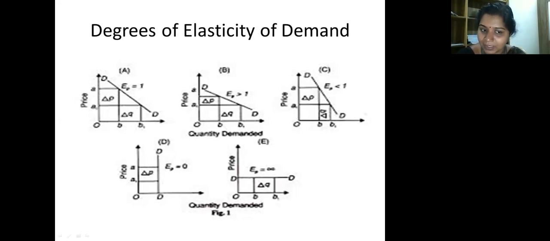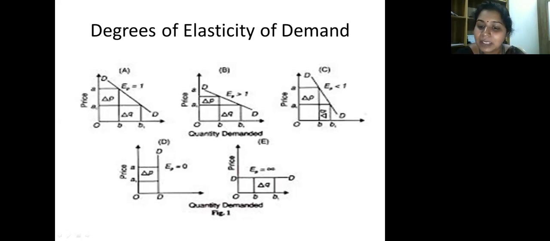Draw the 2 price lines and check here. At A1, OQ is the quantity demanded at that price, and at price OA2, the quantity demanded is again the same OQ. There is no change in the quantity demanded. It can be represented only through a vertical line. So elasticity of demand is zero when the demand curve is a vertical line.